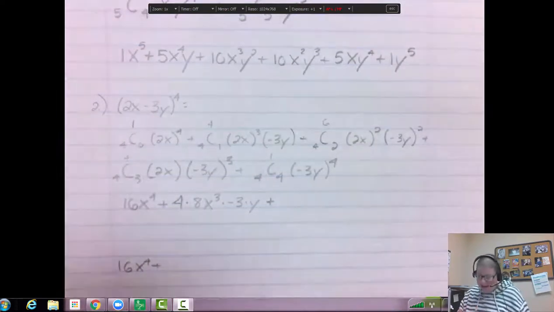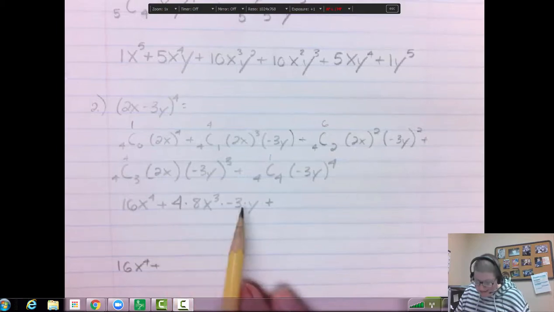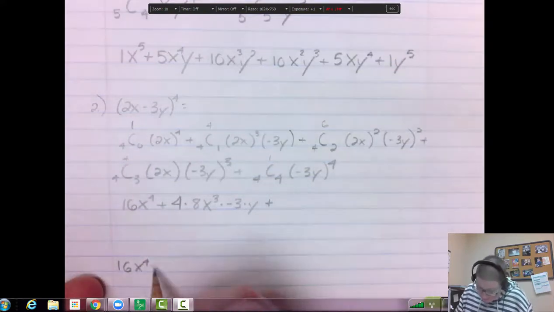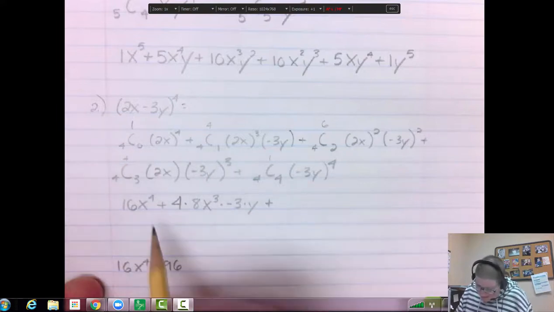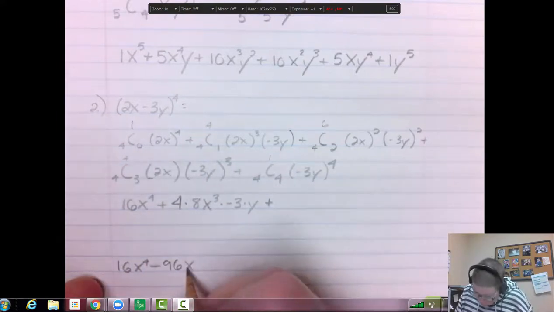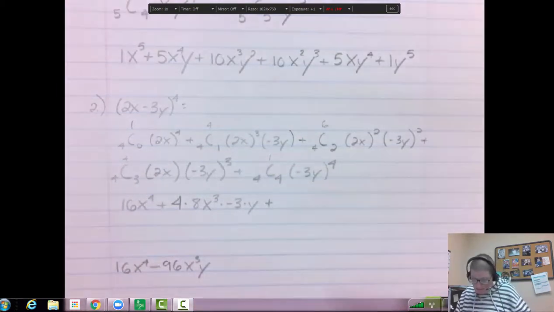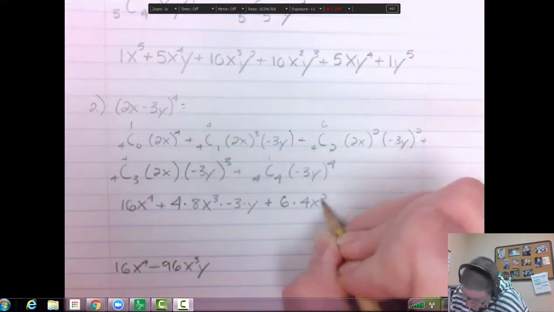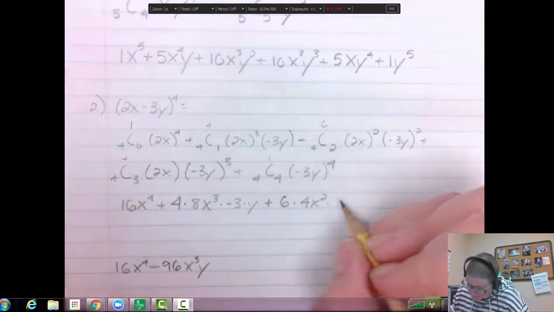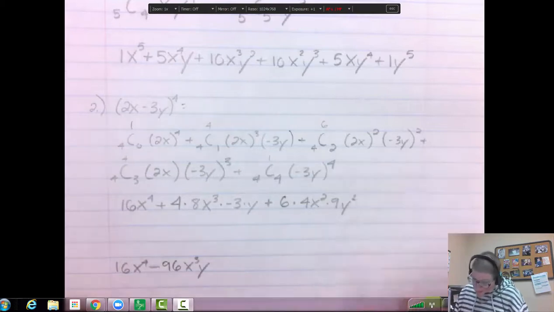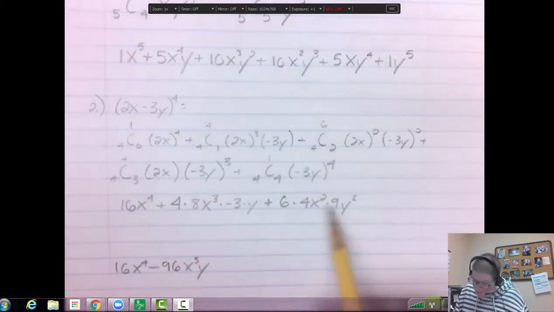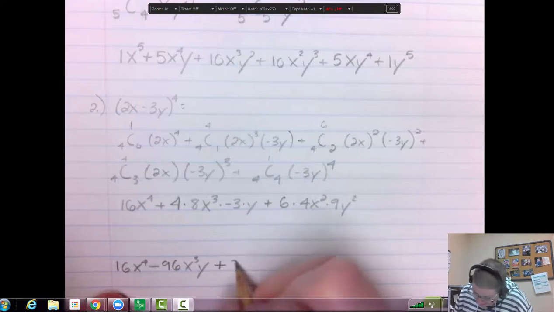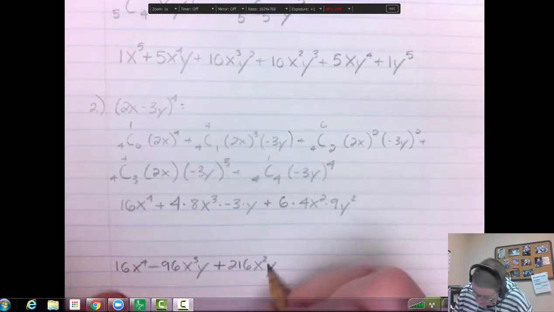My second one simplified, I'm going to do all the numbers times each other. 4 times 8 times negative 3 is negative 96. So I'm going to do it as minus 96 for the negative, and then x to the 3rd y. Okay, now the next one is going to be 6 times 2 squared is 4, x squared. Negative 3 squared is positive 9, y squared. And then again, I times my numbers, so 6 times 4 times 9 is 216. This is positive 216 x squared y squared.